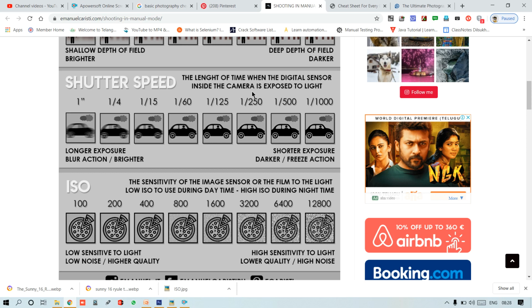When the shutter opens and closes, that is the amount of light which is entering inside. Now the longer exposure we use for night photography, motion trails and many more places where we need a blurry image. We use a shorter exposure time when we need to freeze the action.